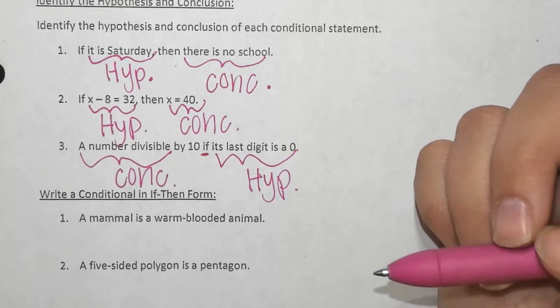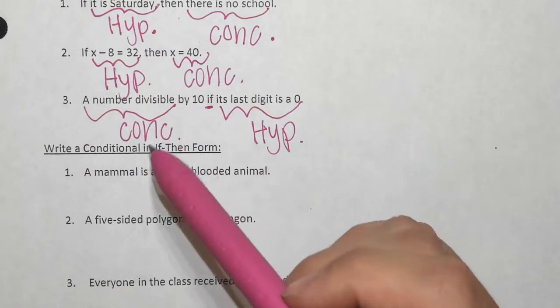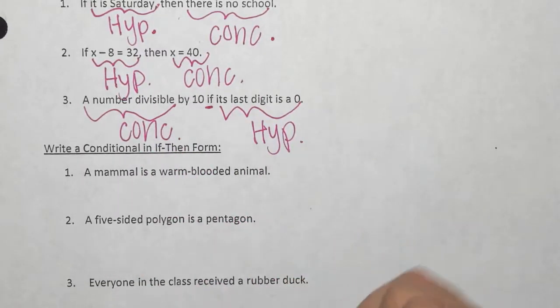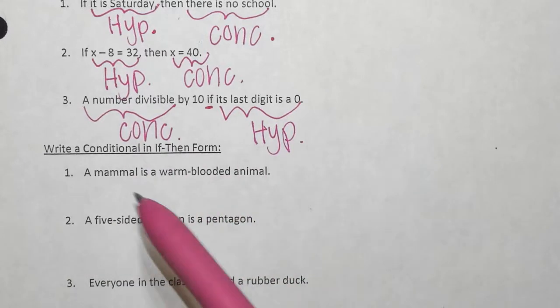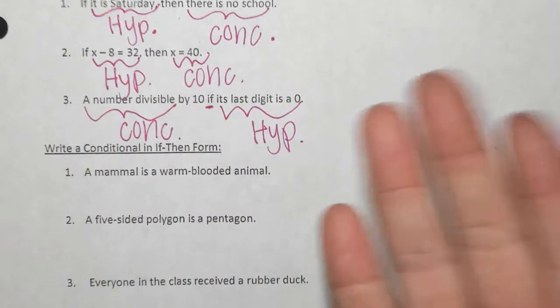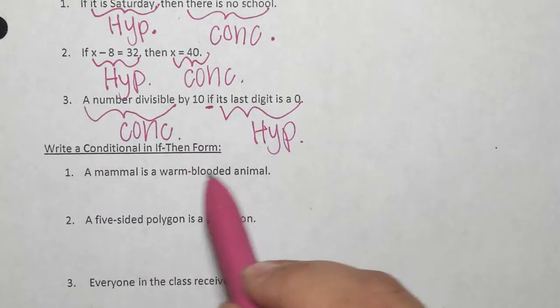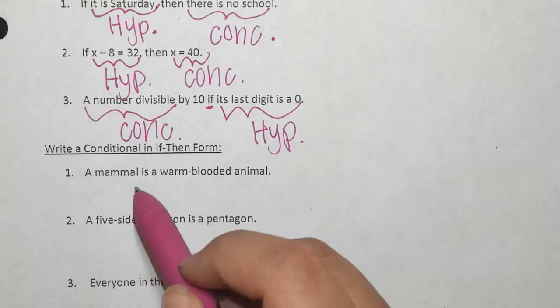Okay, we got 4 more. However, we're not just identifying the conclusion and the hypothesis. We're writing this statement in if-then form. If this happens, then this happens. If an animal is warm-blooded, then it is a mammal.